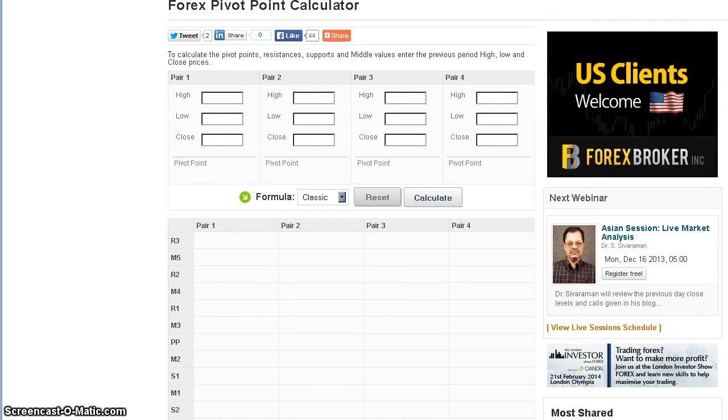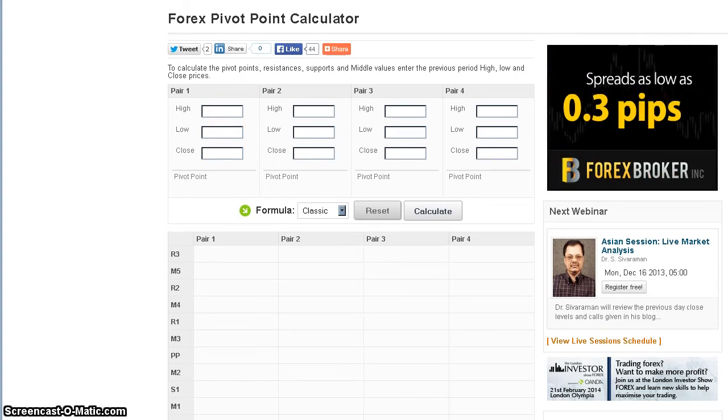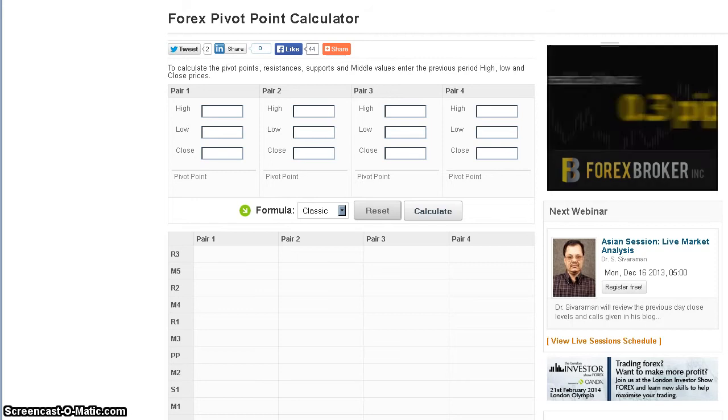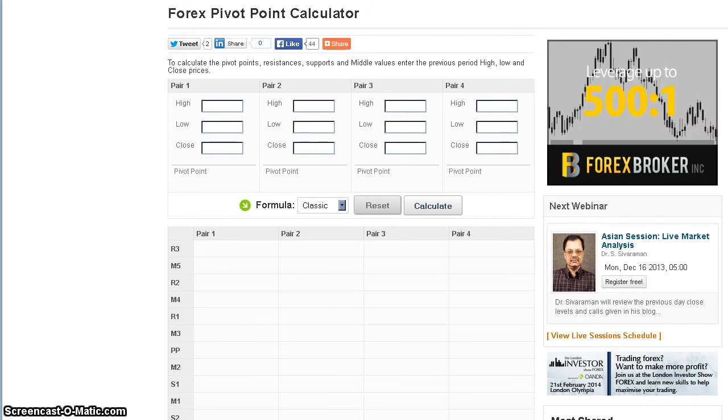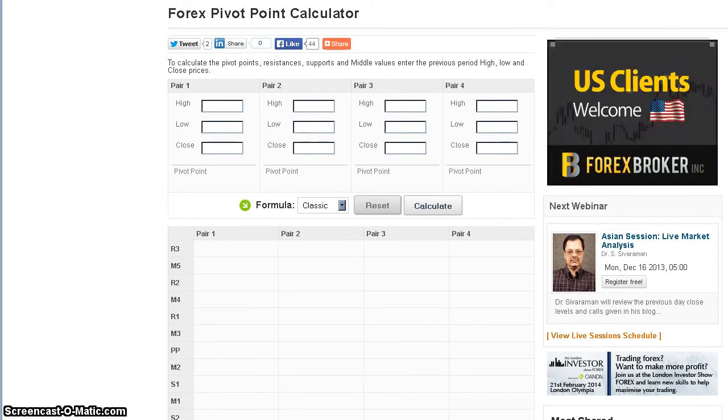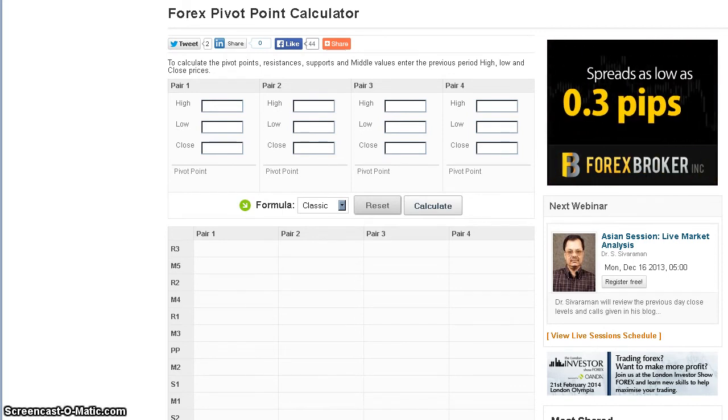This is the Forex pivot calculator, and I'm sure it's a great tool to know what everybody else is doing, or supposedly a lot of people use this.